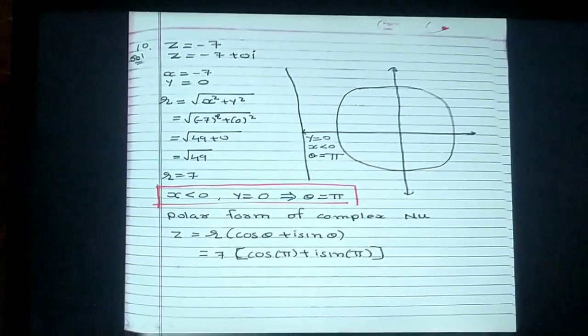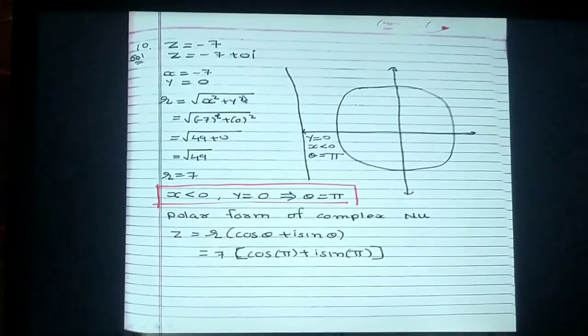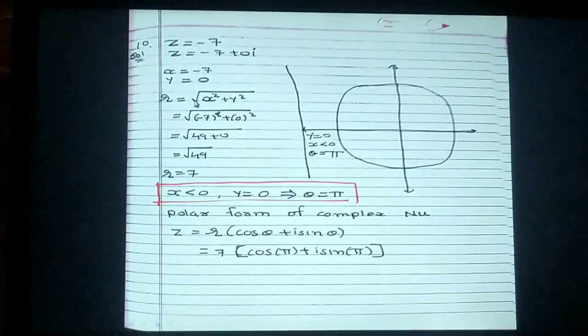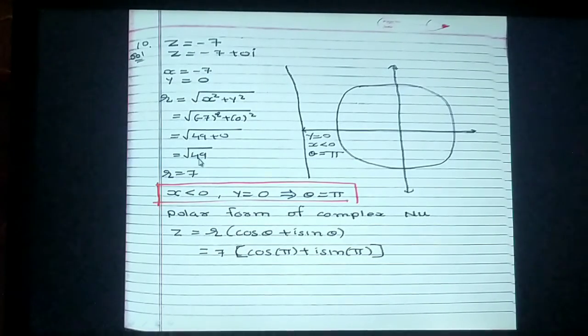Next, z is equal to minus 7. Then z is equal to minus 7 plus 0i. x is equal to minus 7 and y is equal to 0. So r is equal to under root x square plus y square. It is minus 7 square plus 0 square, 49, under root 49 is 7. r is equal to 7.